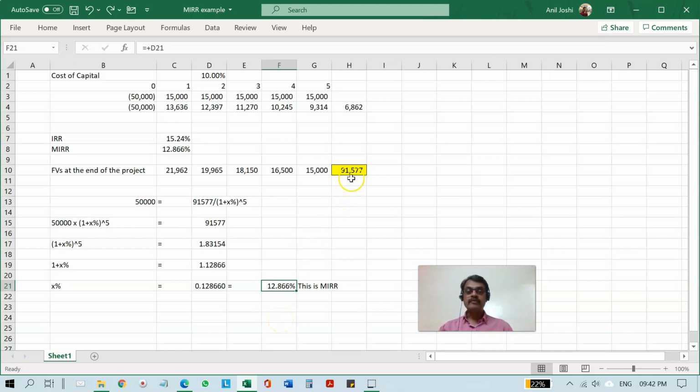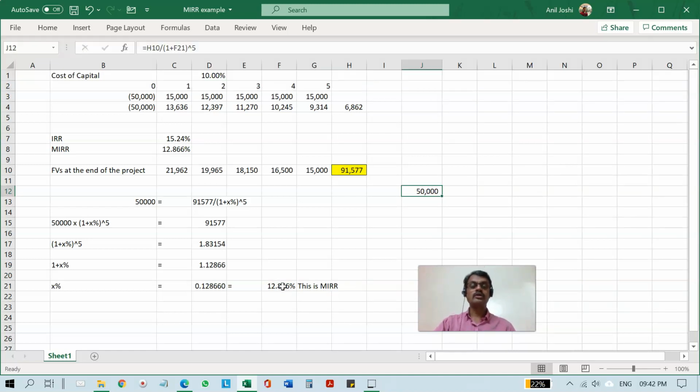So when you discount 91,577 at the rate of 12.866% for 5 years, you will get the value of 50,000. Let us do a quick cross check. So 91,577 divided by 1 plus this, 5 times. So that will be equal to your 50,000.